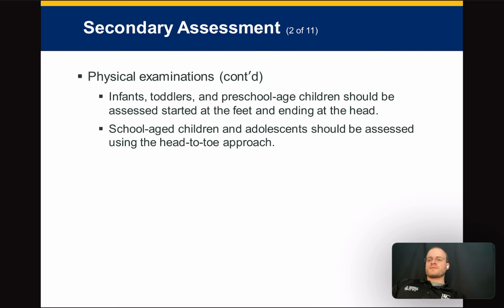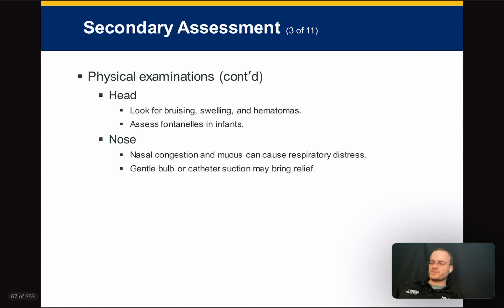And they're saying this twice, so I feel it might show up on a test: infants, toddlers, and preschool children should be assessed starting from the feet and ending at the head. School age children, so what's school age? Ages 6 to 12, and adolescents 12 to 18, should be approached head to toe.